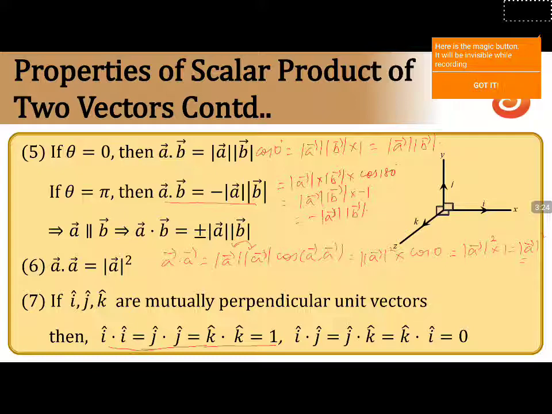And coming to the dot product of two unlike vectors, i dot j or j dot k or k dot i, the value always becomes 0, because the angle between them is how much? 90 degrees. Cos 90 is how much? 0. Ultimately, the dot product between two unlike vectors is always equal to 0.